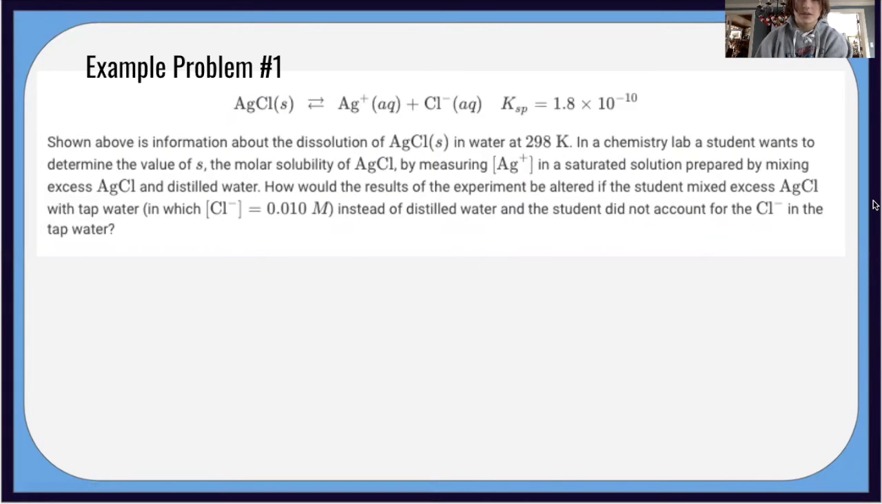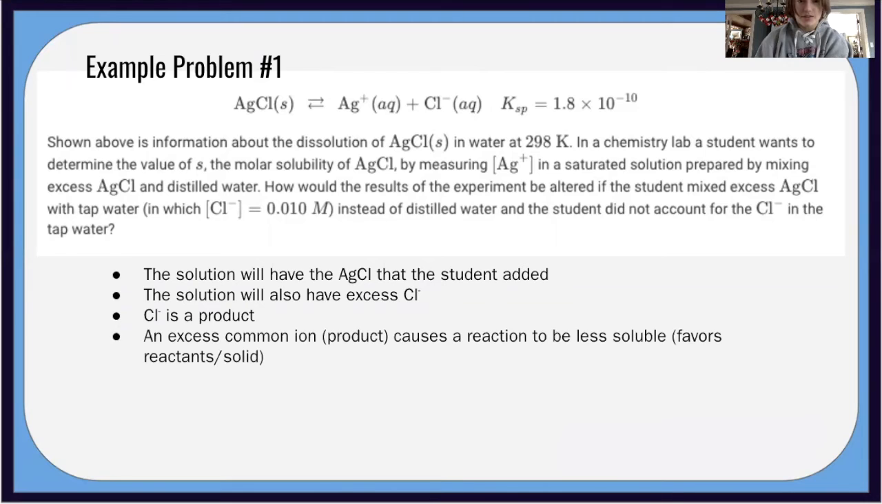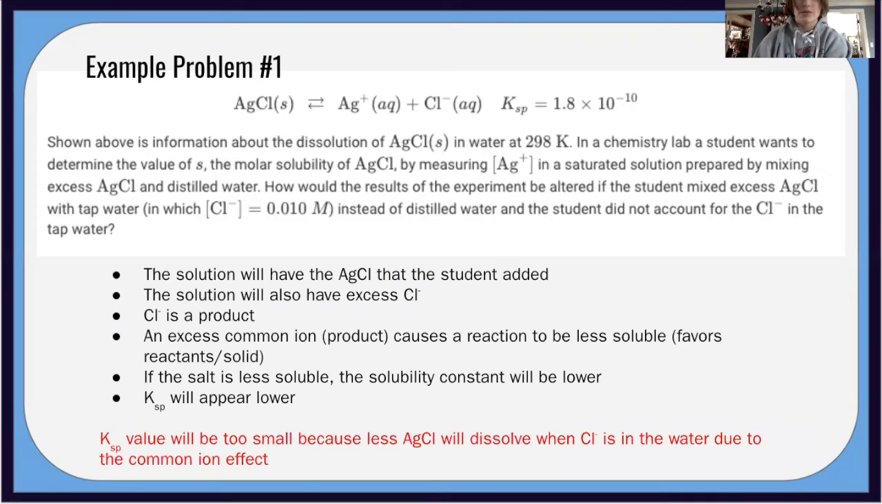So, okay, let's go through this logically. We are given in the problem that the solution will have silver chloride that the student added, and we were also given that the solution has excess chloride ions because it is tap water. And we know that these chloride ions are a product of the dissolution. Any excess common ion causes the reaction to be less soluble. We already proved this. So if the salt is less soluble, the solubility constant will be lower. So the conclusion is that KSP will appear lower, and the KSP value will be too small because the silver chloride will dissolve less when the chloride ion is in the water due to the common ion effect.